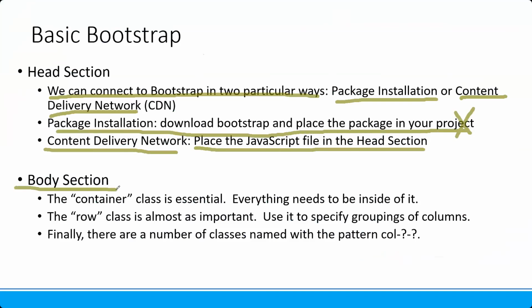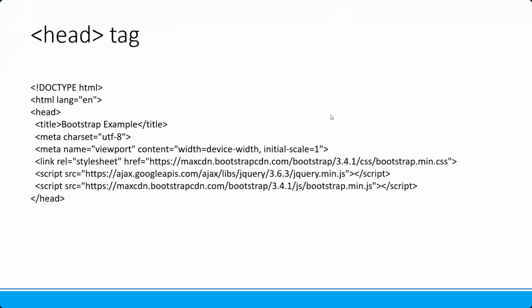For the body section, there is a container. Everything needs to be inside of this container. And row is an all-important part of Bootstrap. And there are some classes that you need to understand to make your user interface better. So let's see this one.